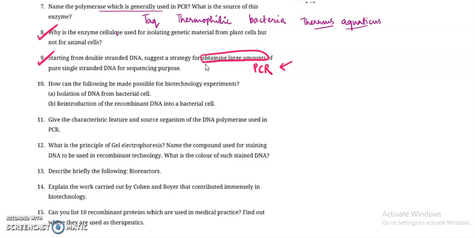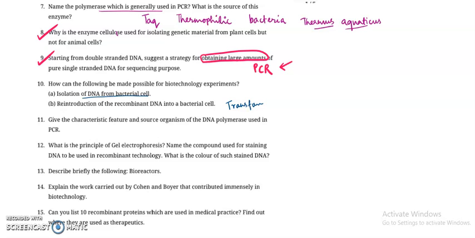How can the following be possible for biotechnology experiments? Again, for this question, isolation of DNA of bacterial cell, I'm not going to describe here, because there is already a recorded video on it. So for this also I'll be sharing the link in the i button. And reintroduction of recombinant DNA into a bacterial cell means they are asking about the transformation process here. So for this also I'll be sharing the link in the i button.